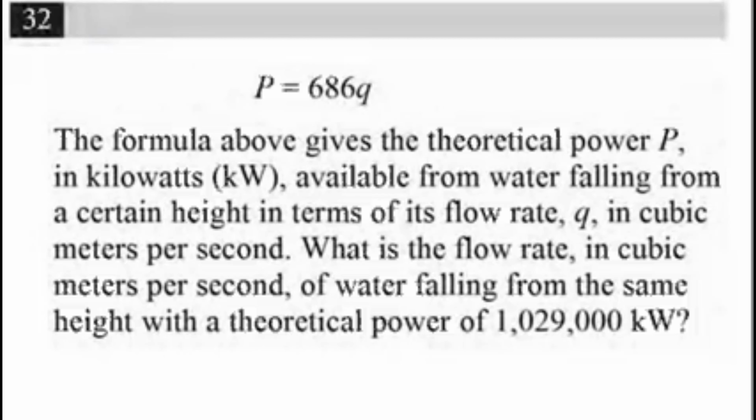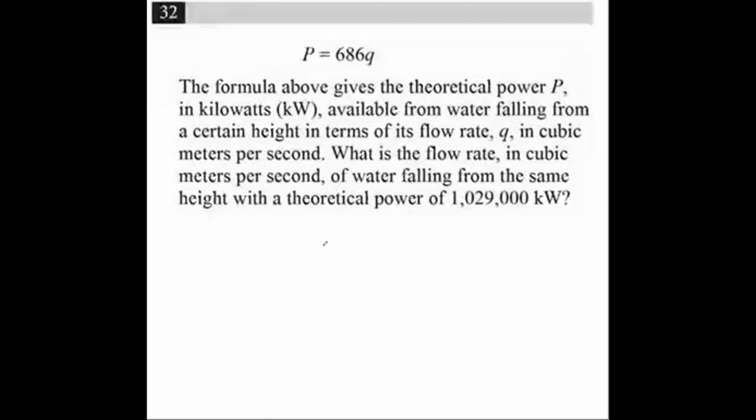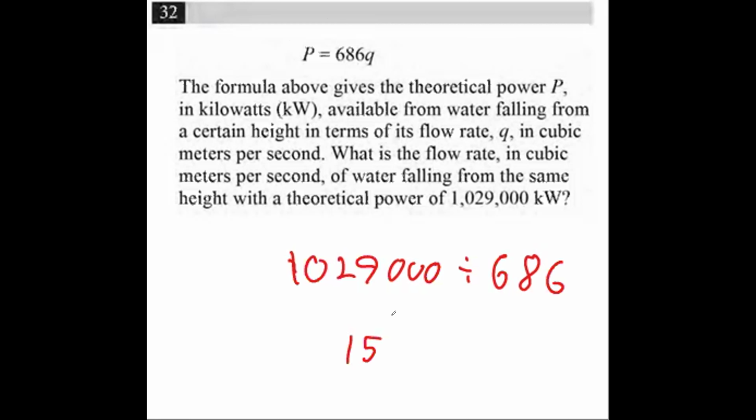This is basically just a calculator check if you brought a calculator or not. So in this case, it would just be 1,029,000 divided by 686. Because P is equal to this number and we need to find Q, so we just take P divided by 686, which gets us 1,500. So the correct answer is 1,500.